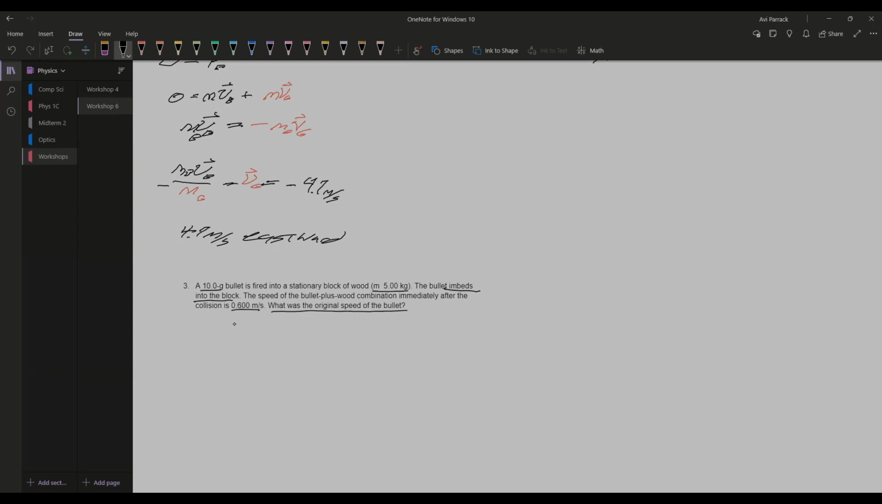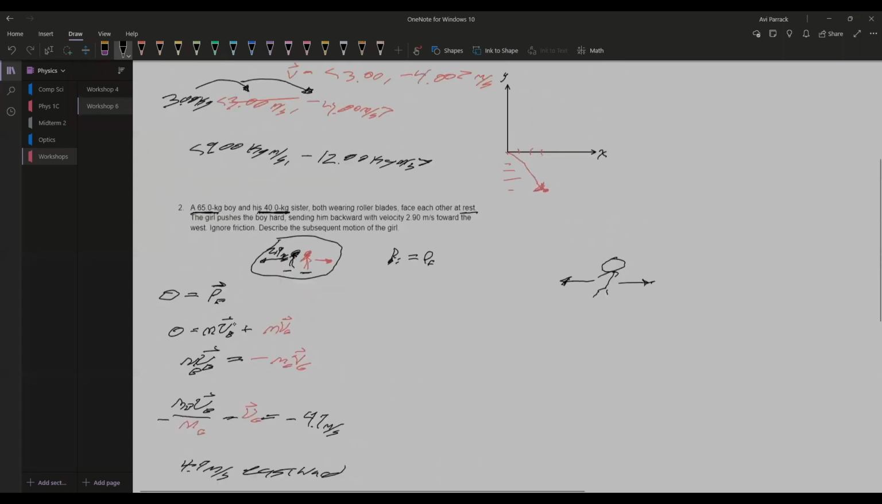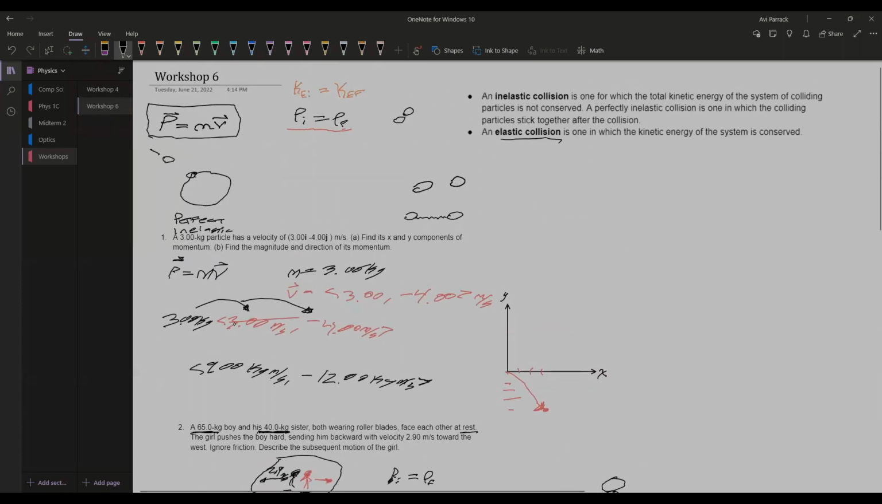So the bullet embeds into the block. This is telling us how the collision takes place. So this tells us that it's what kind of collision? Let's scroll up and think about our types of collisions. Oh, did I not draw this one? So this was the elastic collision. They bounce off of each other. Perfectly elastic. And then this is the inelastic collision.